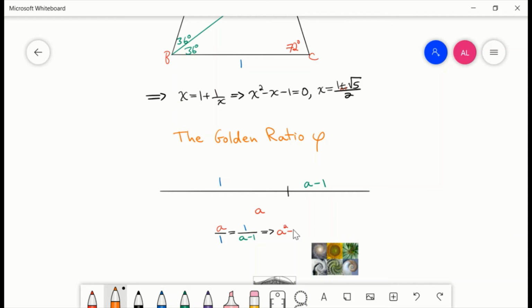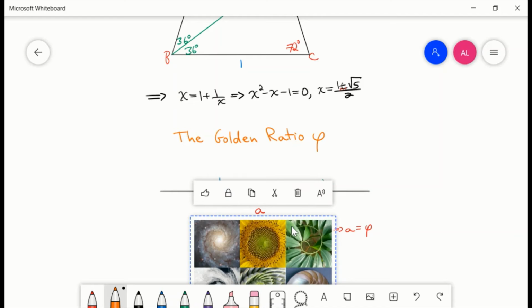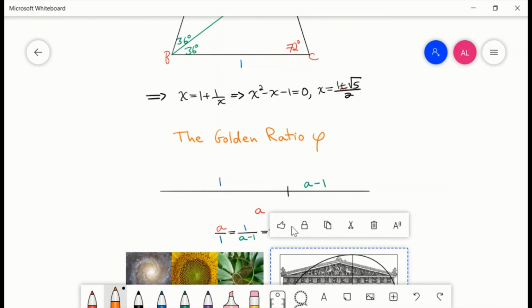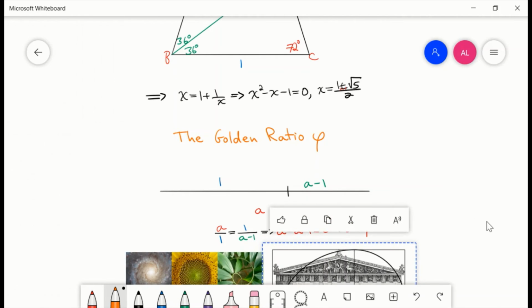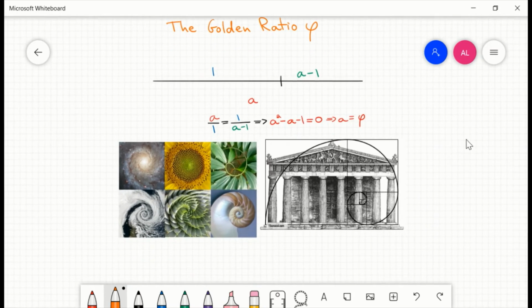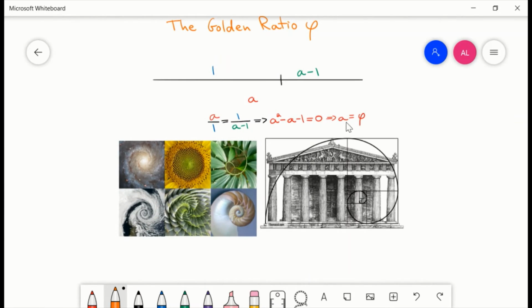And basically just by multiplying both sides by A minus 1 and then subtracting the 1 over, we get that this yields A squared minus A minus 1 equals 0, and A is equal to phi. That's the golden ratio. And so just going back to our discussion, the ancient Greeks believed that this was probably the most aesthetically pleasing ratio.